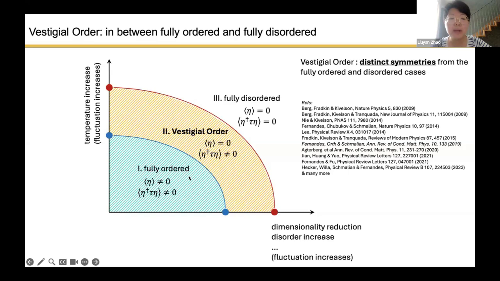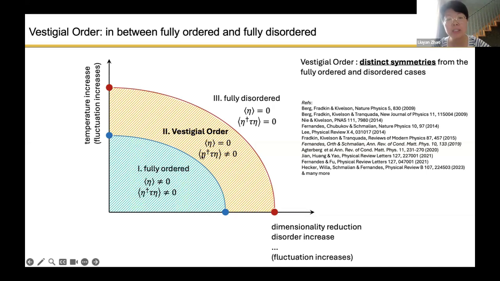If we use the order parameter language, in the fully ordered regime the primary order parameter eta is present. Simultaneously, the quadratic combination or even higher-order combinations of the order parameter are present. So this fully ordered state has the lowest symmetry across this phase diagram. When we enter into the so-called vestigial order, the primary order parameter eta is actually absent due to the fluctuation.